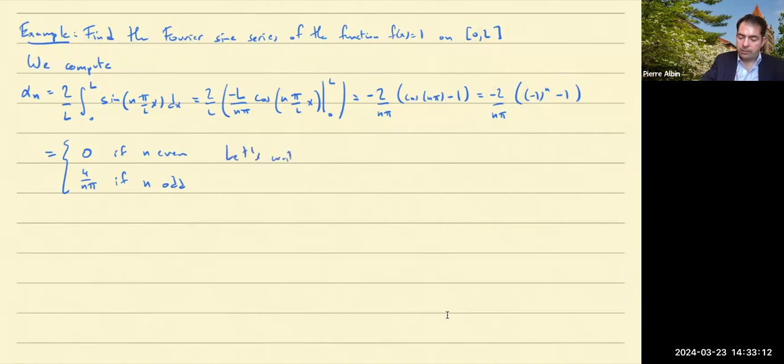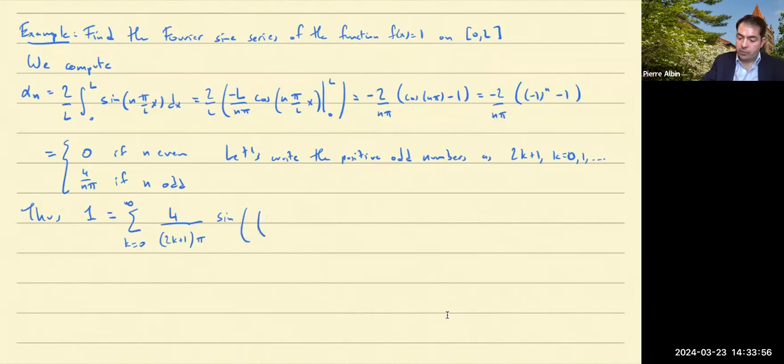Okay, so let's write the positive odd numbers as 2k plus 1, with k starting at 0 and then 1 and so on. Then we have 1 is equal to the sum, k goes from 0 to infinity, of 4 over, and instead of n, I'm going to put 2k plus 1, times pi, times sine of 2k plus 1 times pi over L times x. Okay, this is the Fourier sine series for the function 1.